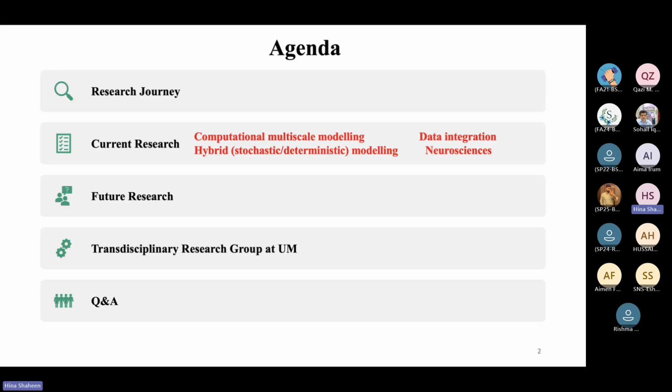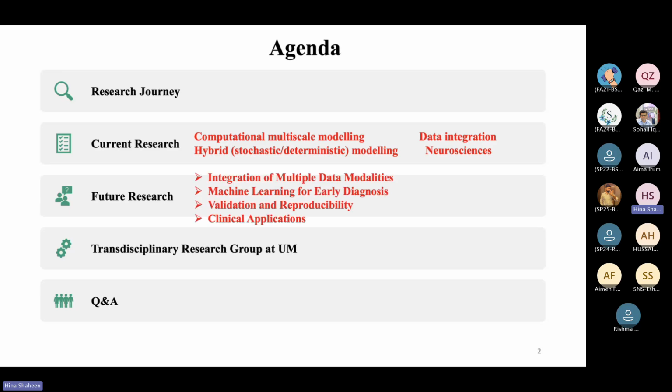Then I'll be talking about my future research, which also involves the integration of multiple modalities. We have been adopting data from different databases, and also from different hospitals all over the world. We have collaborators in Canada, the US, and also the UK. We aim to develop machine learning models using mathematical and statistical modeling approaches for early diagnosis of neurodegenerative disorders and brain network dynamics.